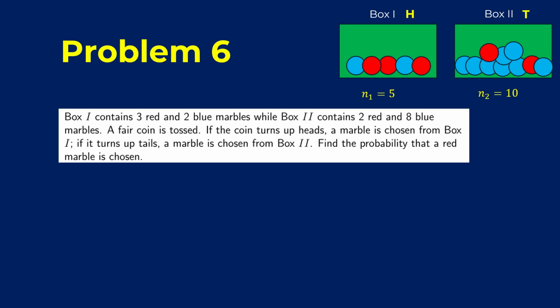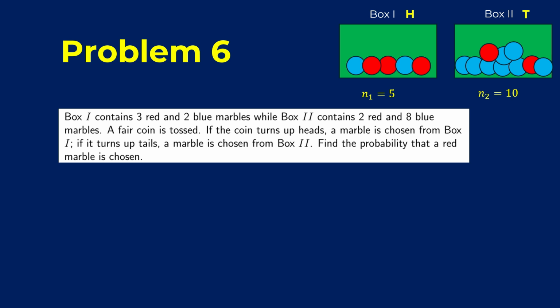A fair coin is tossed. If the coin turns up heads, a marble is chosen from box 1. If it turns up tails, a marble is chosen from box 2. Find the probability that a red marble is chosen.